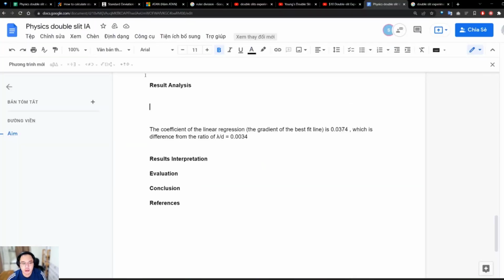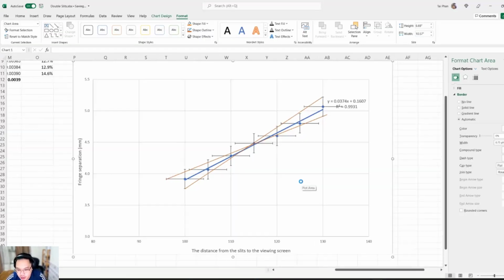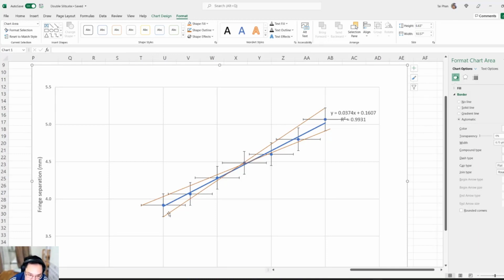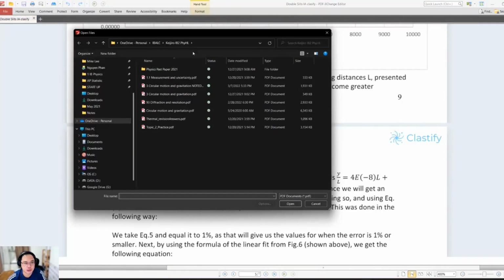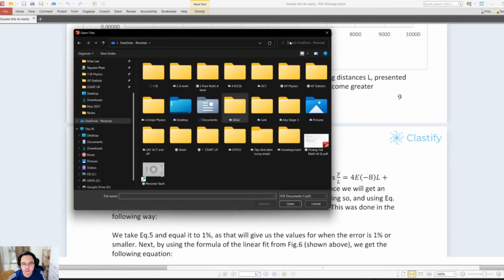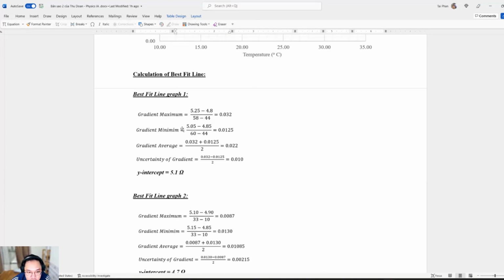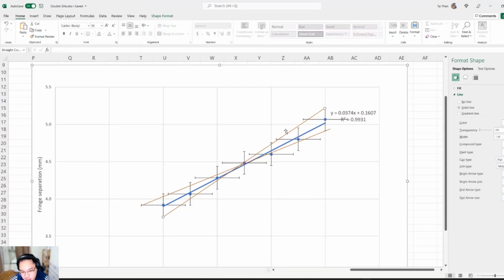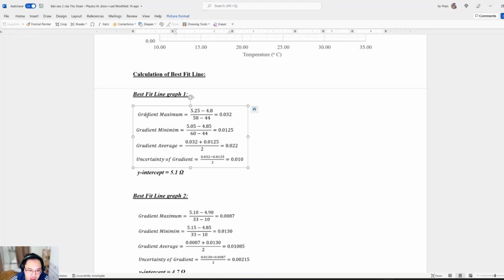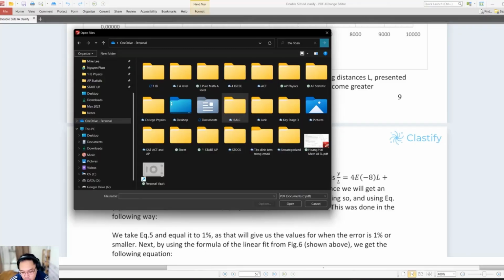Then from the two worst fit lines here, okay, you can calculate their gradients, maximum and minimum gradients, okay, like this. Where is it? Yeah, it's the Word document here. You have two worst fit lines, and then you calculate the maximum gradient and minimum gradient of the two worst fit lines, okay. This one has the greatest gradient, and the other one has the lowest gradient, and from those two, the maximum and minimum gradient, you find the average gradient, which is the ratio.